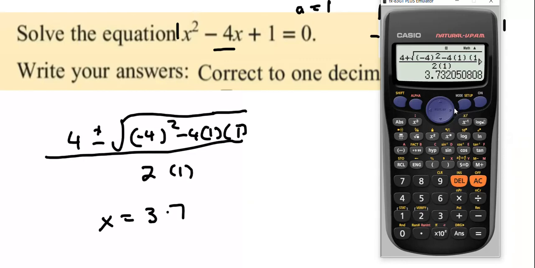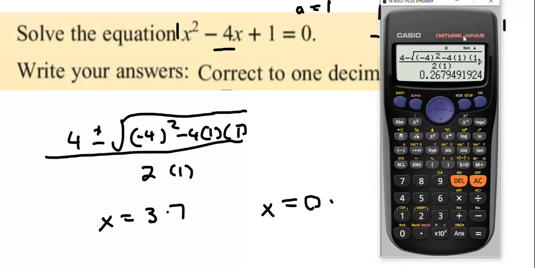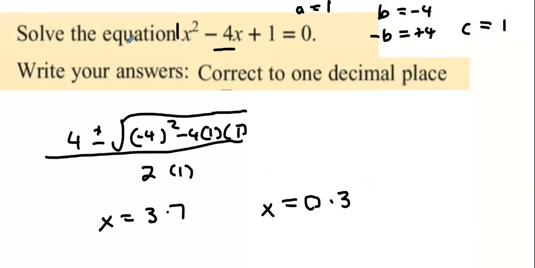Then go back and change it into another one. And you get 2.67, 67 rounds up to 70. So x equals, oh sorry, 1 decimal place, my fault. 26 rounds up to 30, so 0.3. Okay.